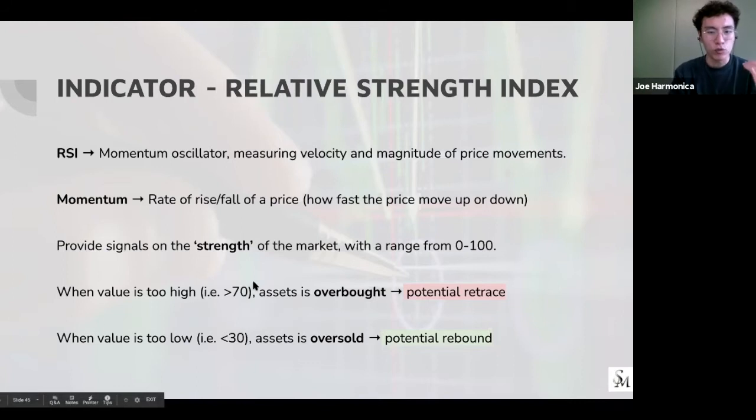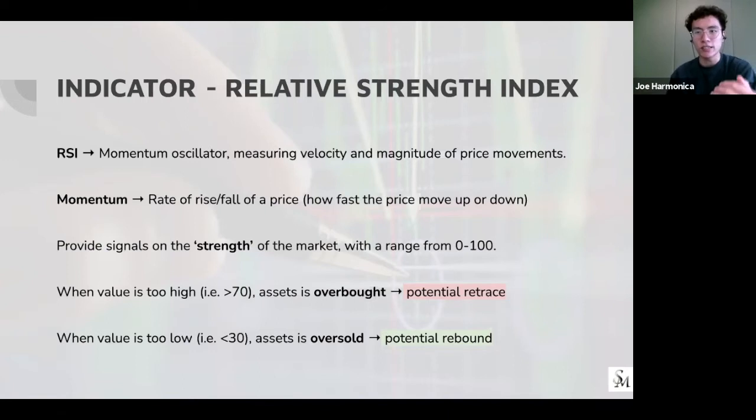When the value is too low, let's say RSI right now is at a bottom, less than 30, less than 20, less than 10, it means the asset is oversold. So people are selling this thing too quickly. So it signals that there will be a support forming very soon, and there will be a potential rebound.